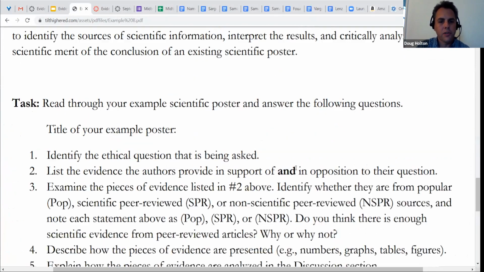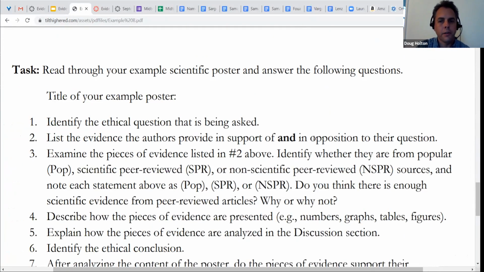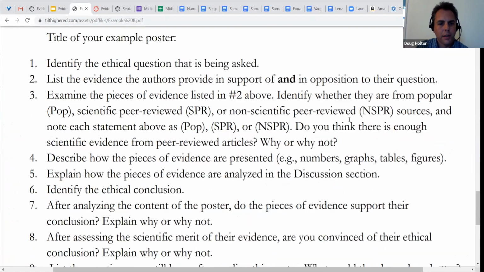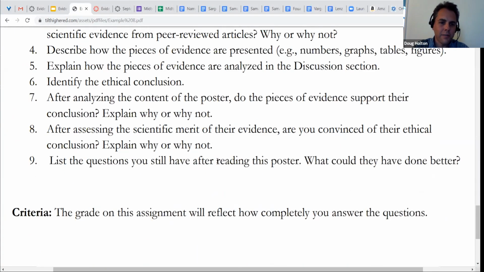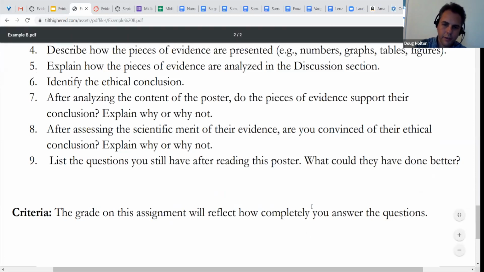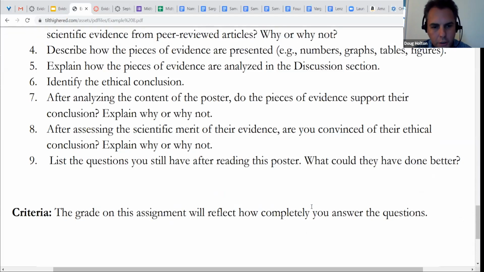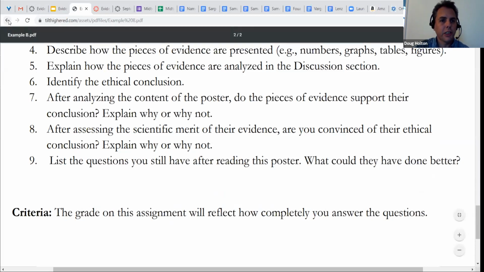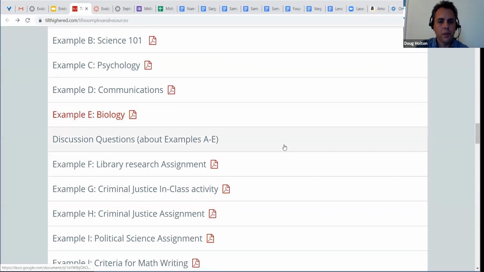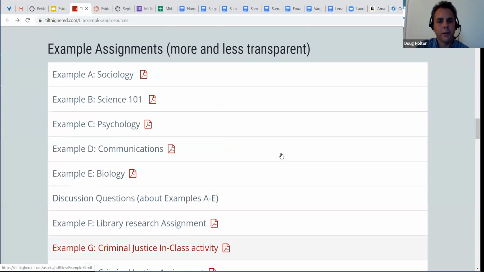Then it laid out specifically the tasks they need to do when they're analyzing the posters. And in this case, it's maybe not the best example of the criteria section, but usually, if you can show some examples or something like that, that would help there. But feel free to check out that page to see if there are examples closer to your own disciplines, if they're helpful, like psychology or biology.